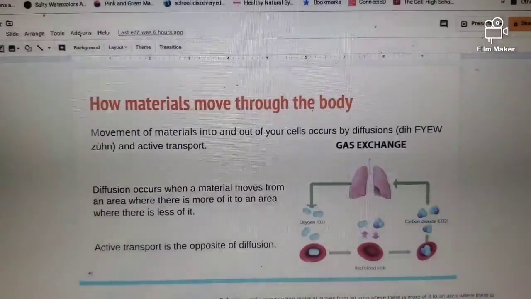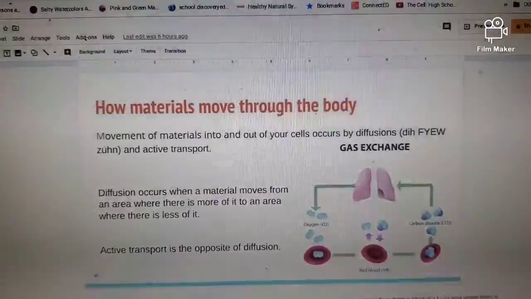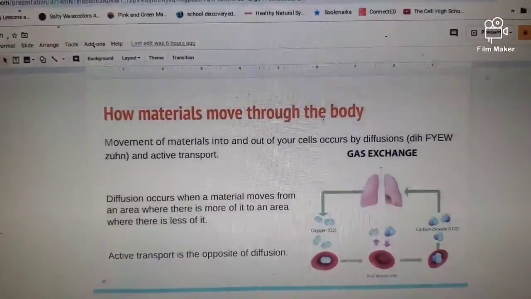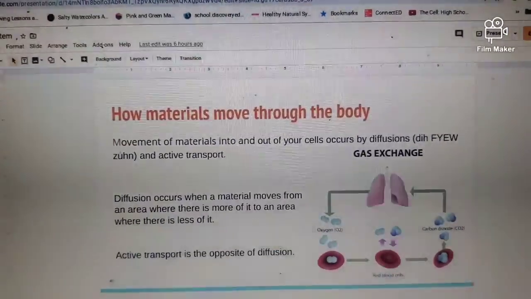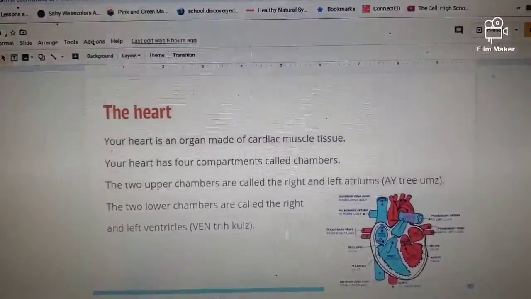Active transport is the opposite of diffusion. Active transport requires energy from the cells to move substances across the cell membrane.